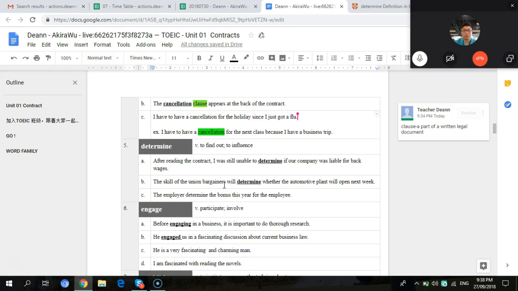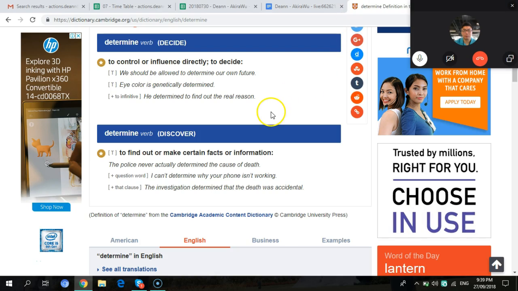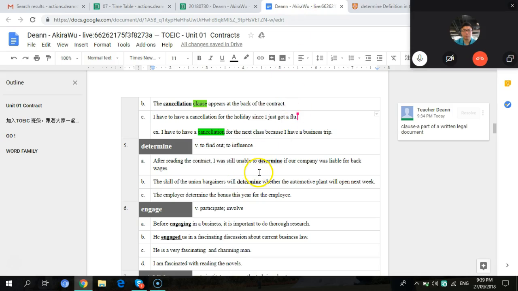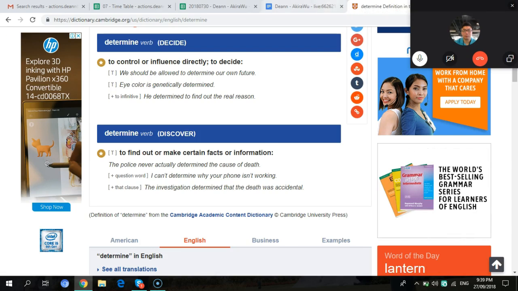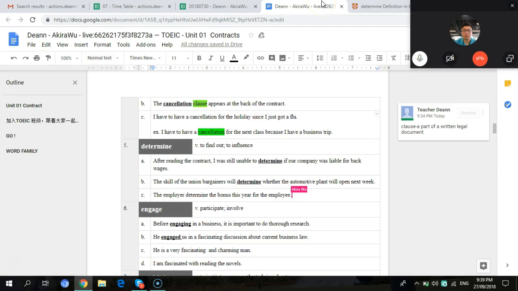Find out, for example, I have to determine what is the cause of my flu. Okay, so I have to find out what is the cause of my flu. So that is determine there. Next is, I want to study hard to determine my own future. Okay, so that means to control or to influence my own future.